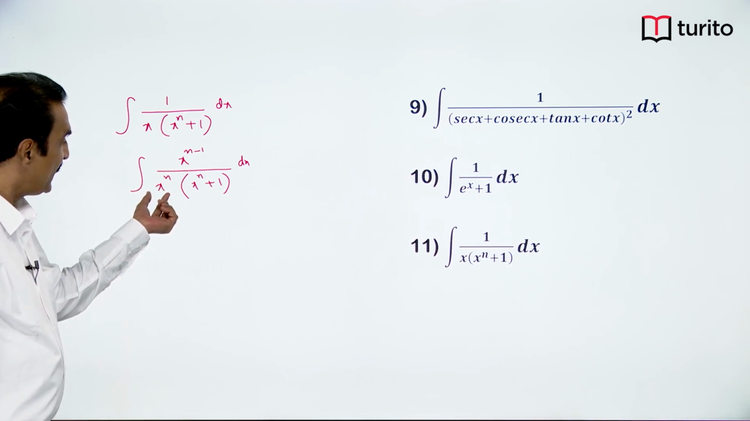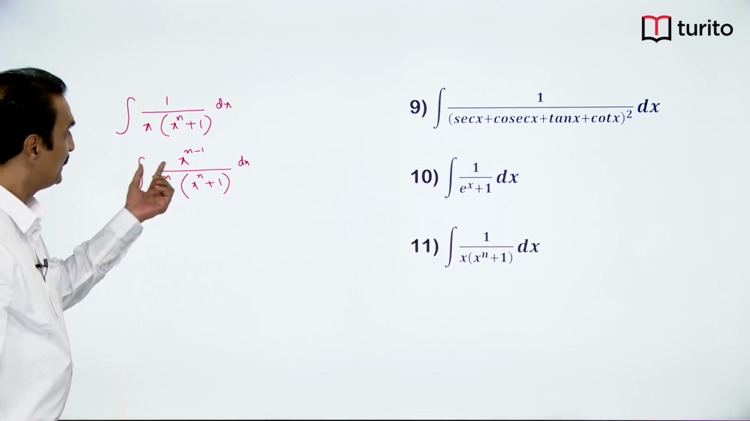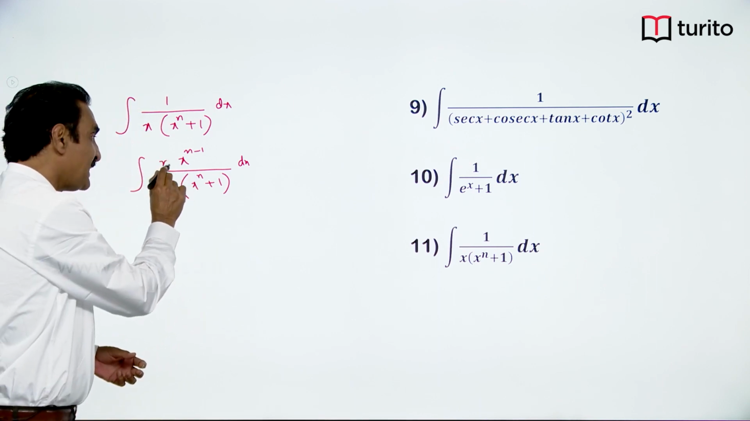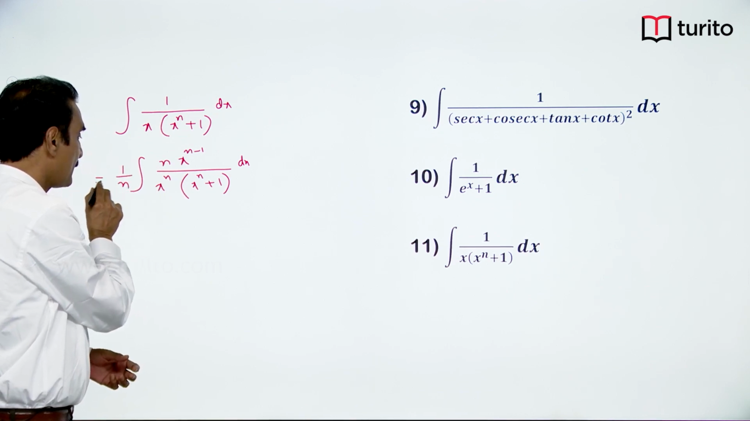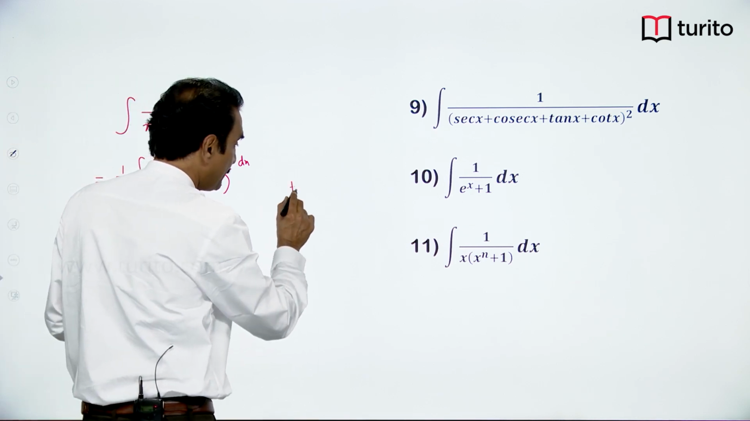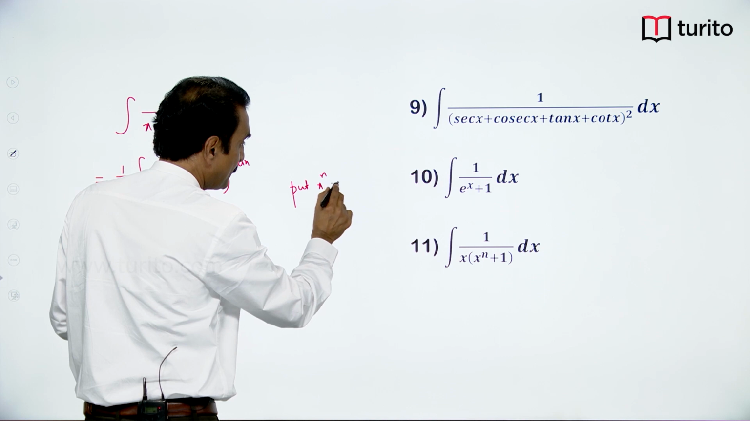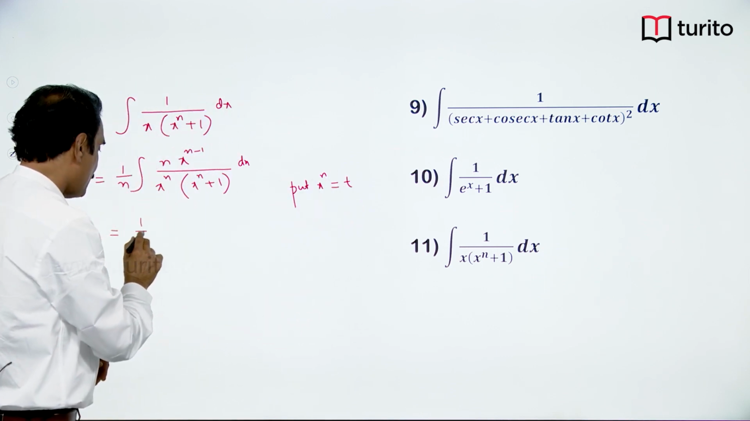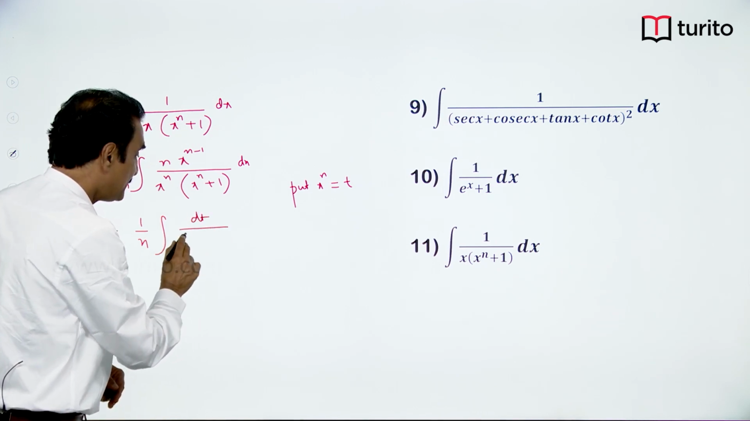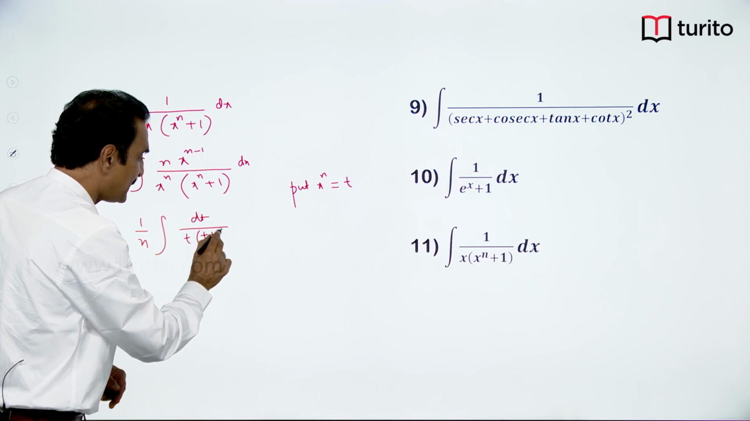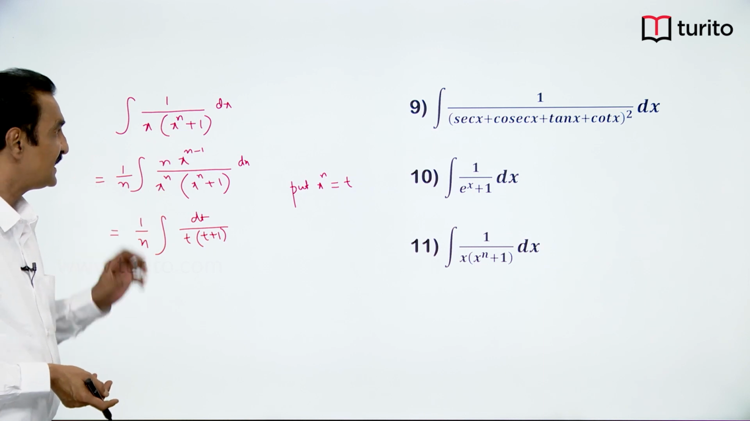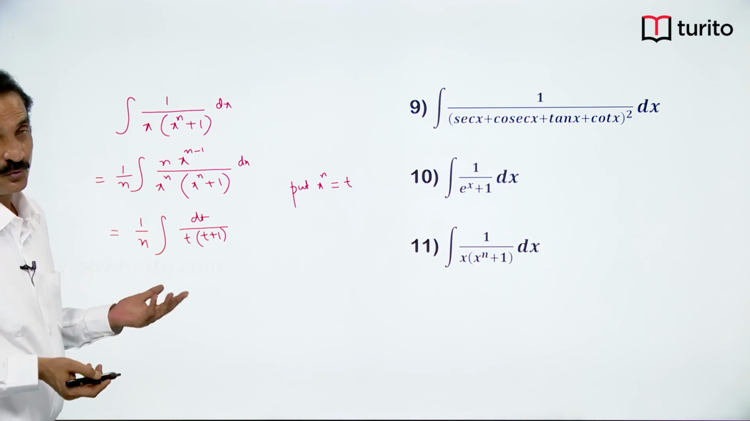Now, if you put x power n equal to t, the derivative of x power n is n x power n minus 1. So, multiply by n here, divide by n. Then, if you put x power n equal to t, it becomes 1 by n integral dt by t into t plus 1. You know how to solve it, I have explained in the previous question. This is method 1.